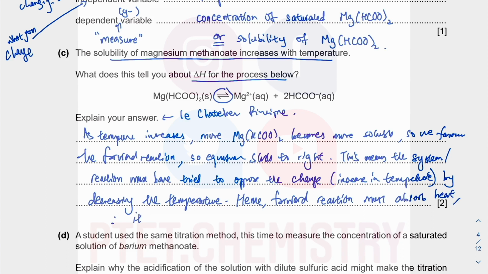Therefore delta H, because that's what they're asking. Therefore delta H forward is endothermic. It is greater than 0. Let's look back at this. So if the forward reaction is endothermic, the forward reaction absorbs heat. When you increase temperature, the equilibrium will try to oppose the change by decreasing temperature. So it will absorb more heat. When it absorbs more heat, it will shift to the right. It will make these dissociate more into the ions. It will make it more soluble. So I'm correct, okay?